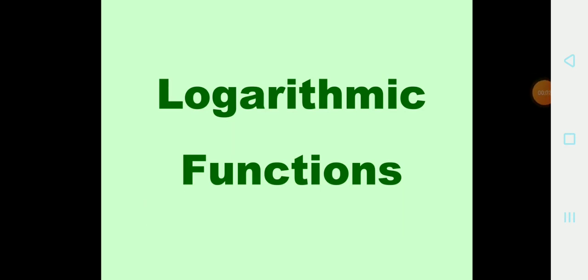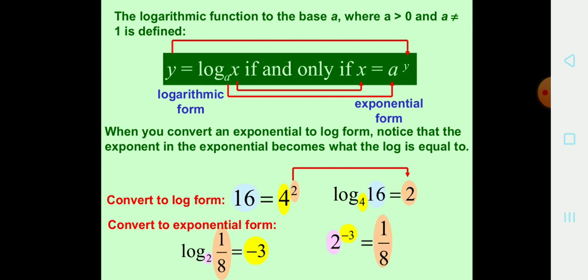So, logarithmic functions. The logarithmic function to the base a, where a > 0 and a ≠ 1, is defined: y = log_a x if and only if x = a^y. So, logarithmic form and exponent form. When you convert the exponential to log form, notice that the exponent in the exponential becomes what the log is equal to. So convert to log form.